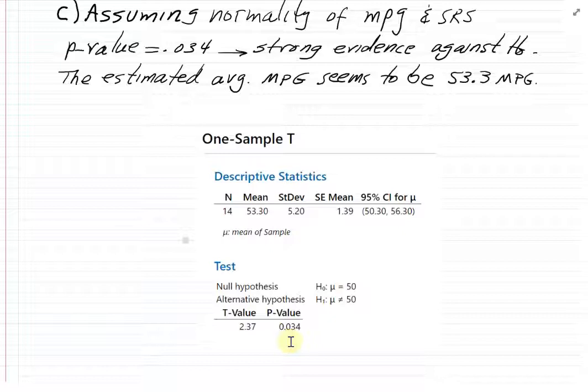Okay, so now let's go to Minitab and actually run this information. So remember, the sample size was 14. The mean was 53.3 and the standard deviation was 5.2. We know that information when we want to do a 95% confidence interval and a two-sided alternative.